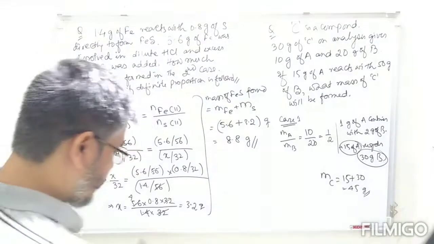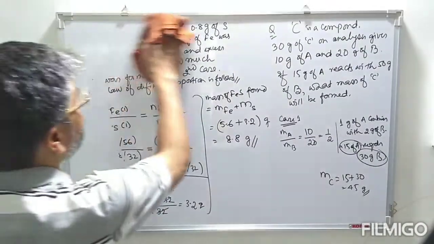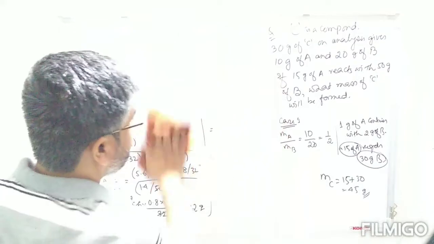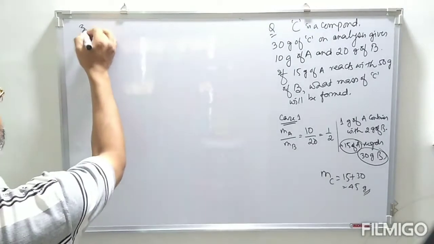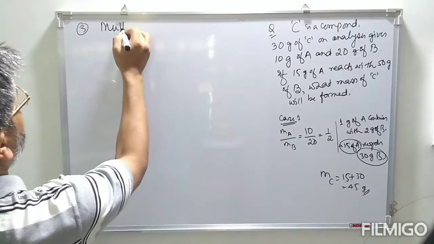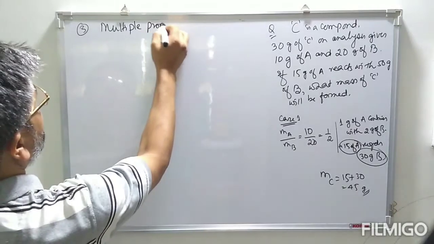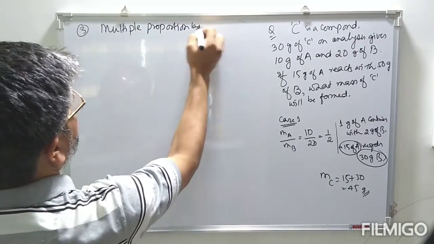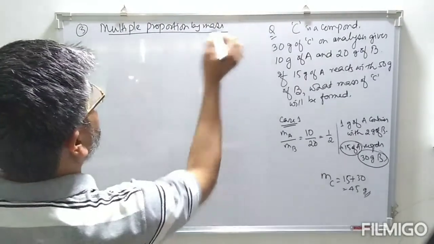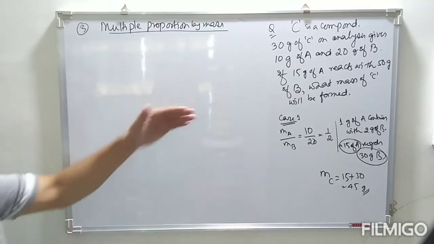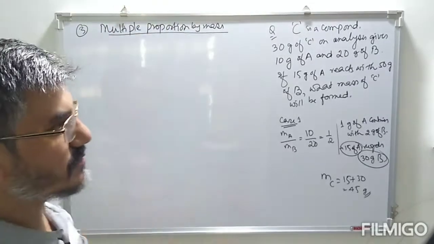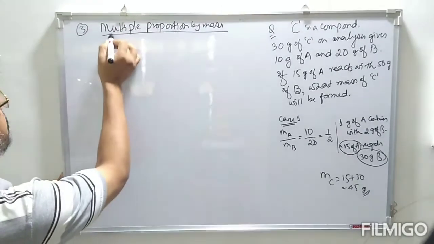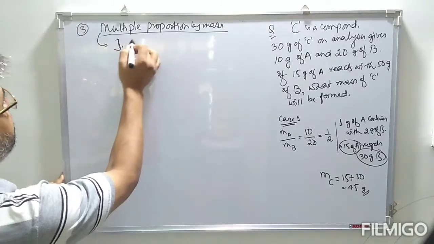Now after this law of definite proportion by mass, we have the next law, and the next law is law of multiple proportion by mass. First one says definite proportion by mass. This is multiple proportion by mass. This law of multiple proportion by mass was given by John Dalton.